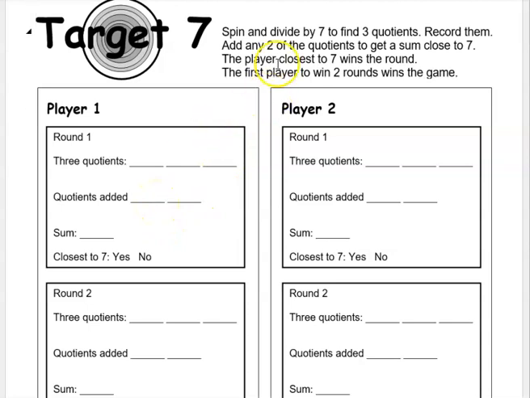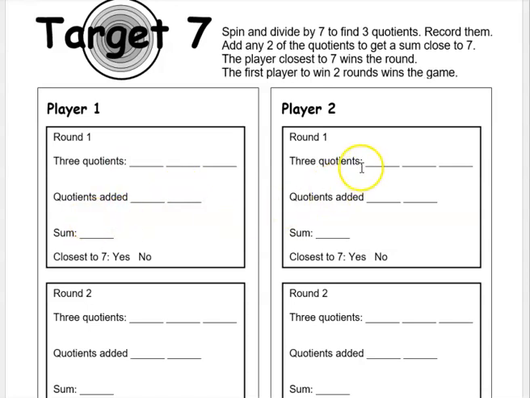I then need to take any two of those quotients and add them together to get as close to 7 as possible. Well, I had 7 and 4 and 2, so I'm not going to use the 7. That's already too much if I add it to anything. So I'm going to add 4 and 2, and 4 plus 2 is 6. I will write the 6 here.